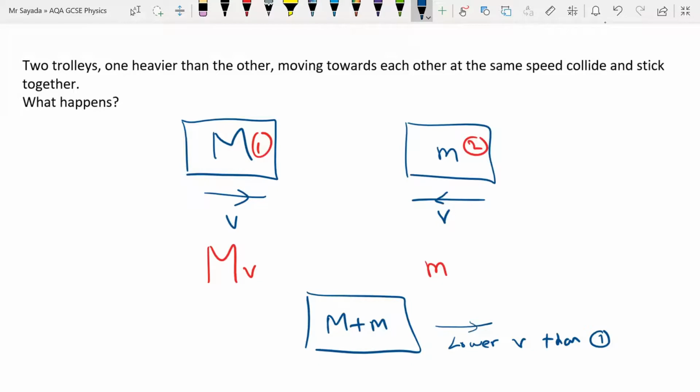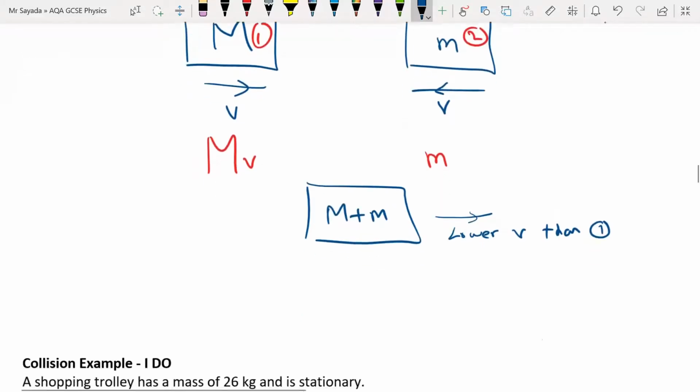Now, looking at these conceptual examples, it isn't always exactly clear what happens numerically. So we're going to do some numerical examples now.